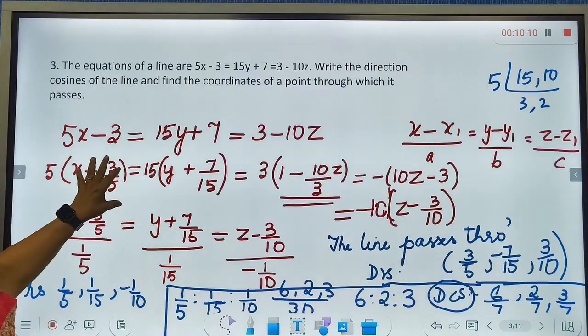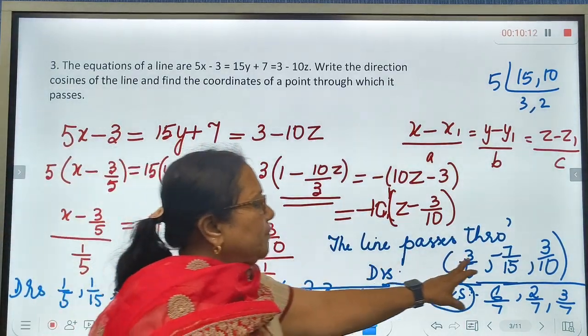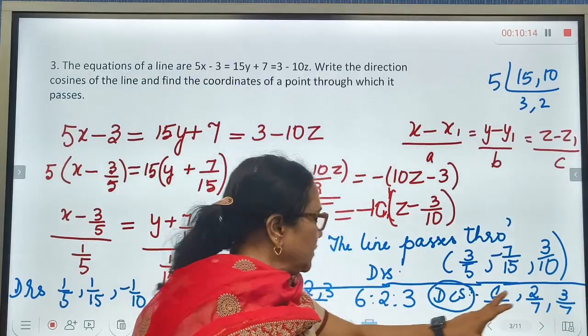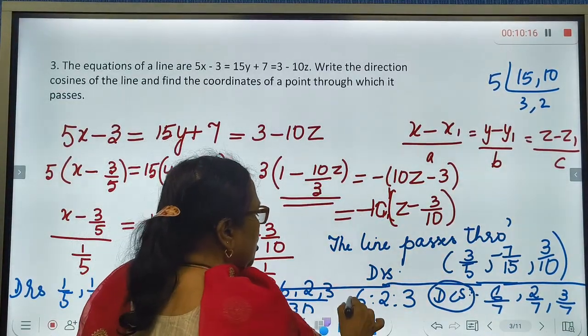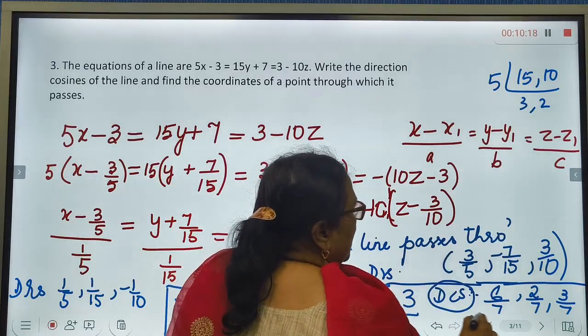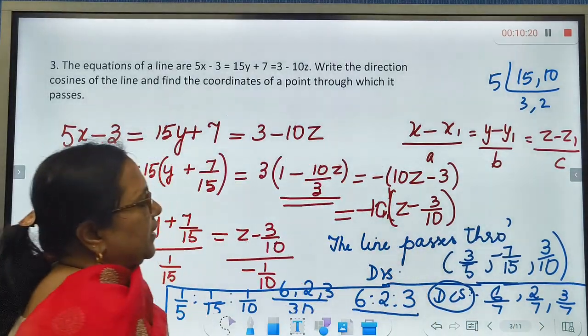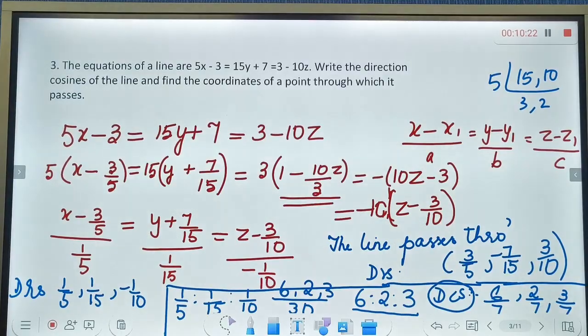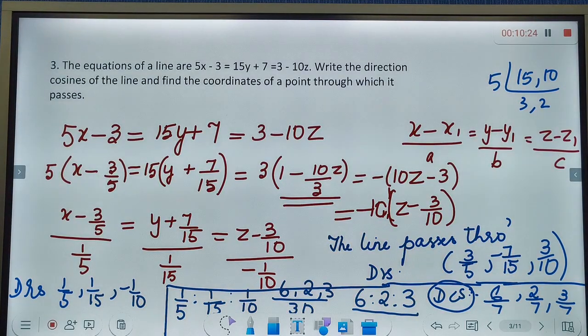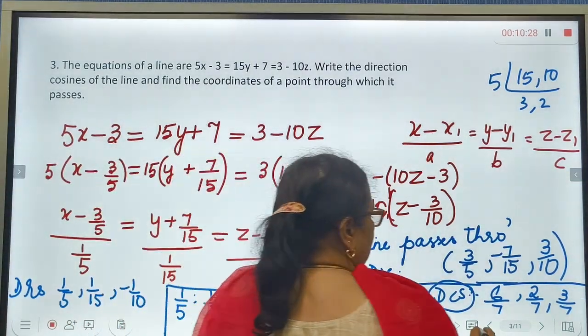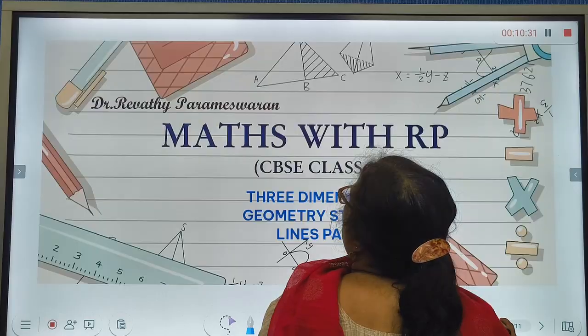So this line passes through the point 3 by 5, minus 7 by 15, 3 by 10, and its DRs are 6 is to 2 is to 3, and the direction cosines are given by 6 by 7, 2 by 7 and 3 by 7. So is it clear? So we have done one sum.